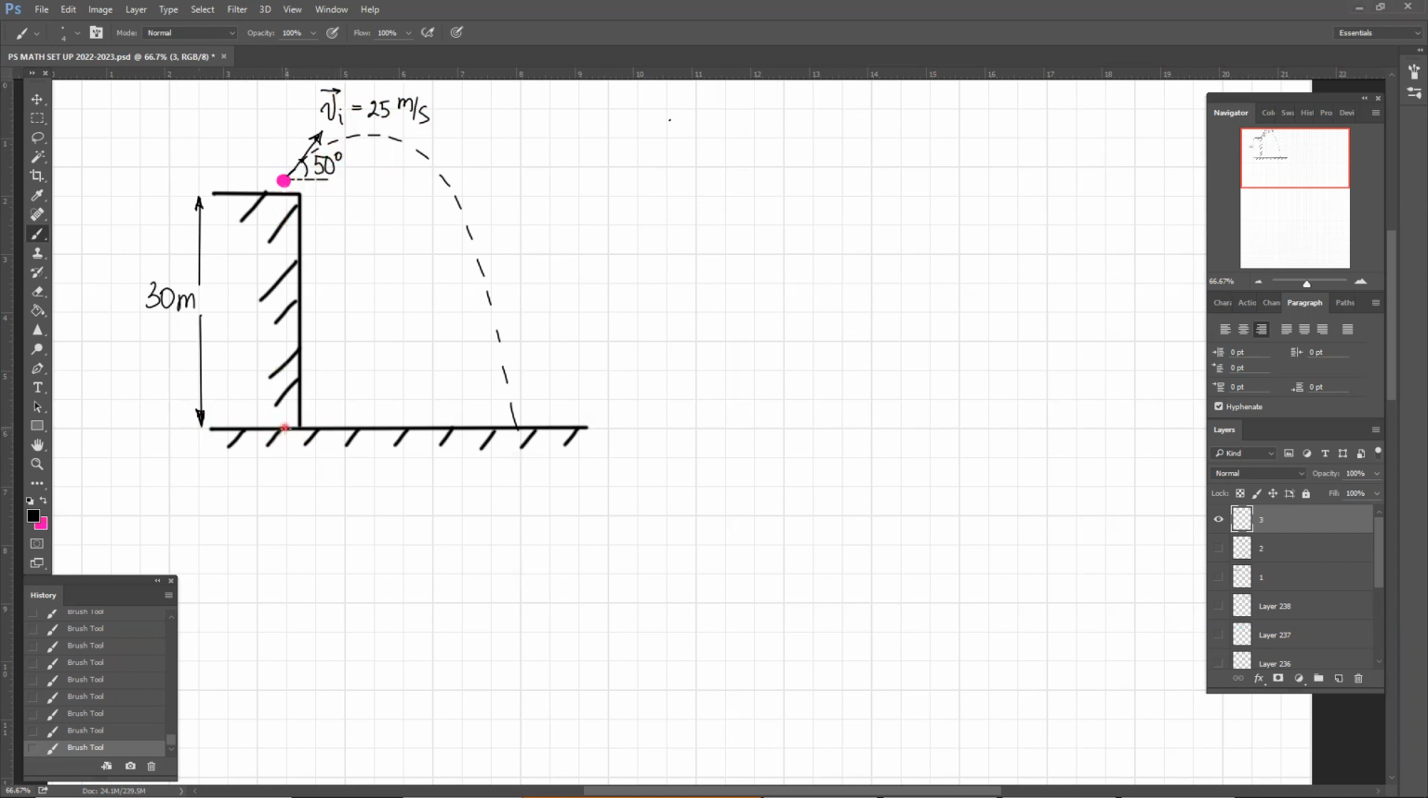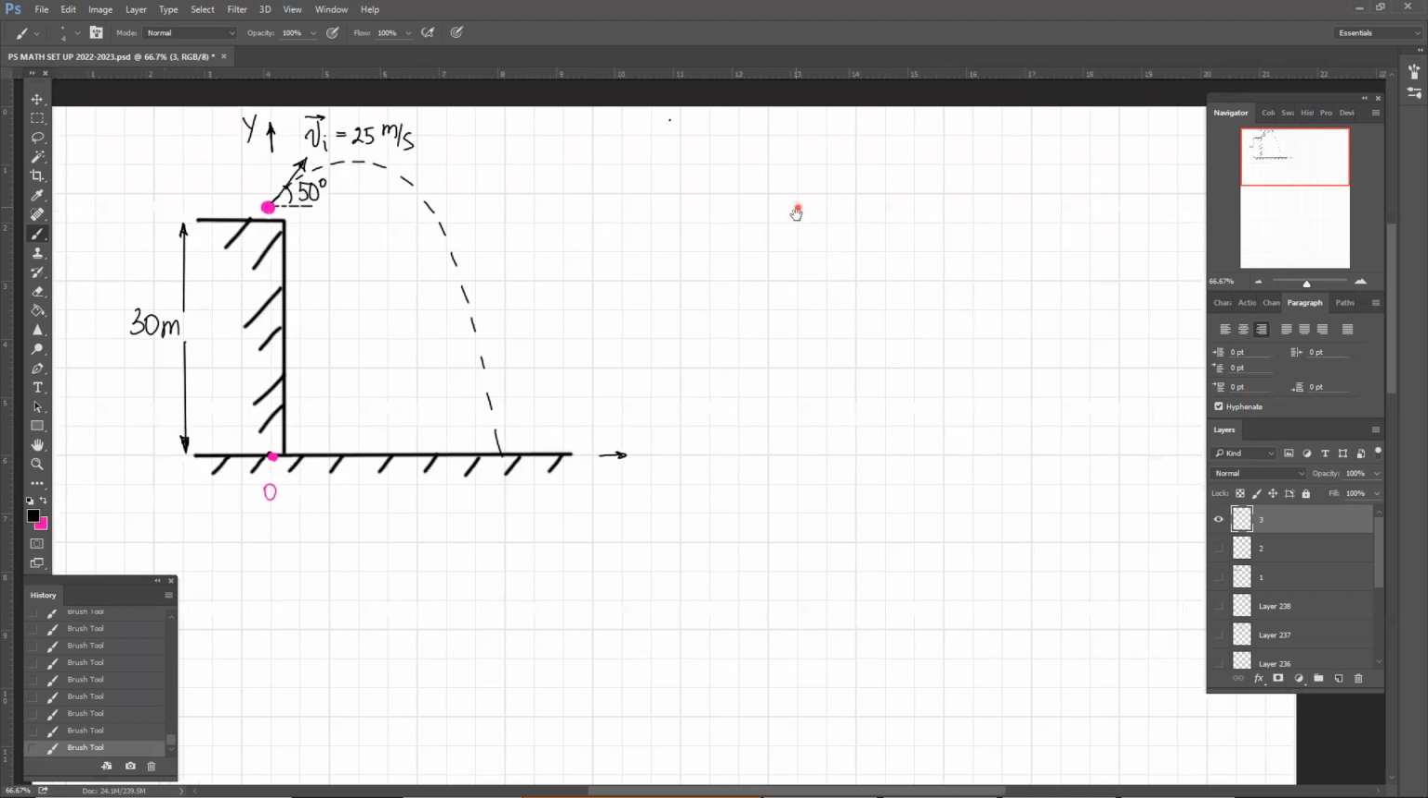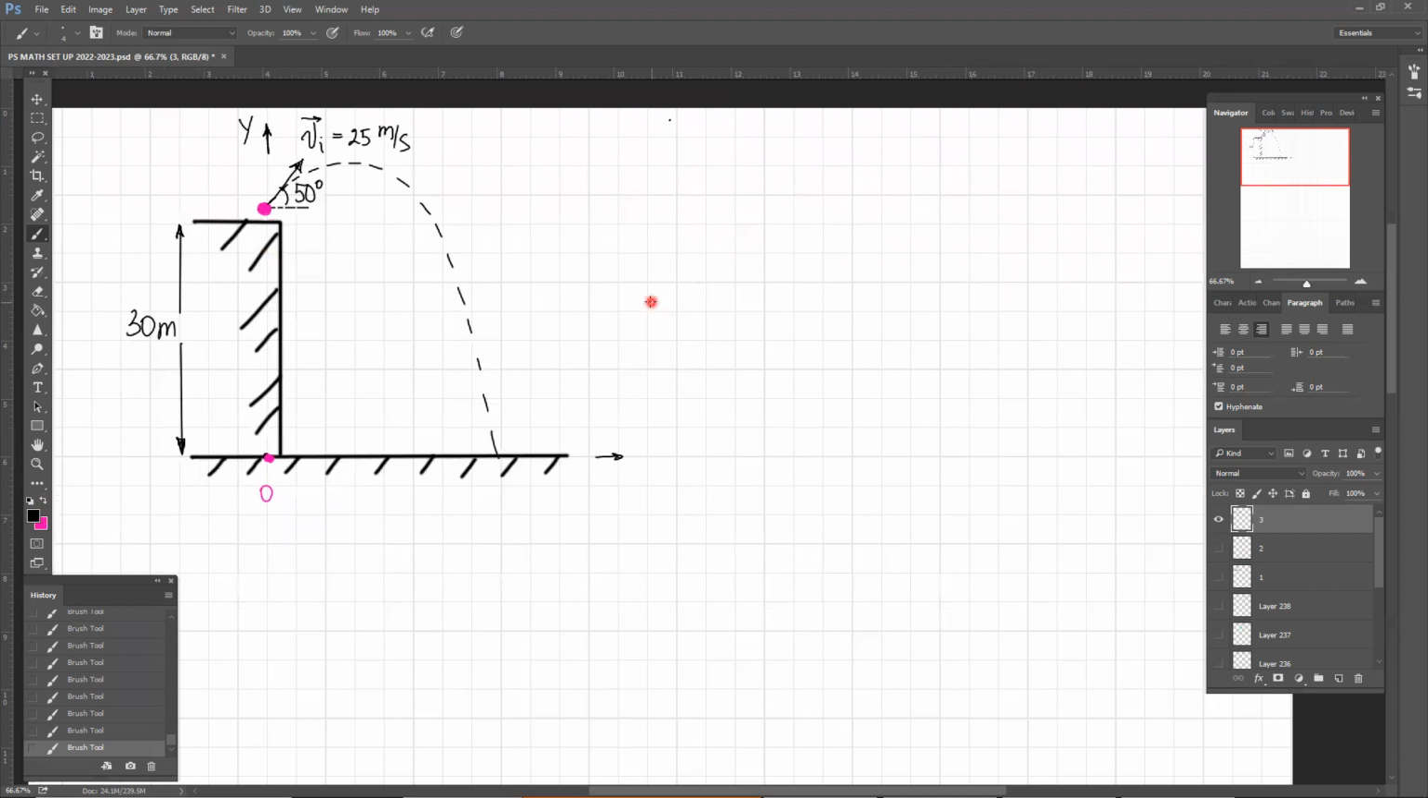I will set my coordinate system again as previously: 0 on the ground, x to the right, and y pointing up. So we will need the equation that has the initial height involved. But even before that, as usual, let's break down the initial velocity onto v initial x and v initial y. We did it last time, so we should be getting more and more comfortable with this idea.